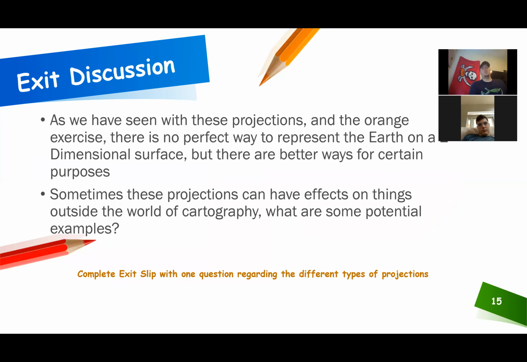Now for exit discussion, as we've seen with these projections in the orange exercise, there's no perfect way to represent the Earth on a 2-dimensional surface, but there are better ways for certain purposes. Which of these maps, I can click back through if you need, but which one, based off what we learned today, do you think is the most effective?